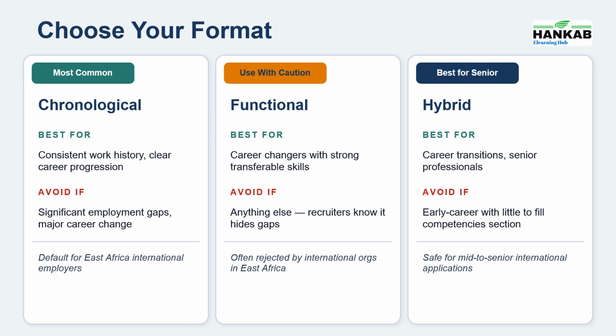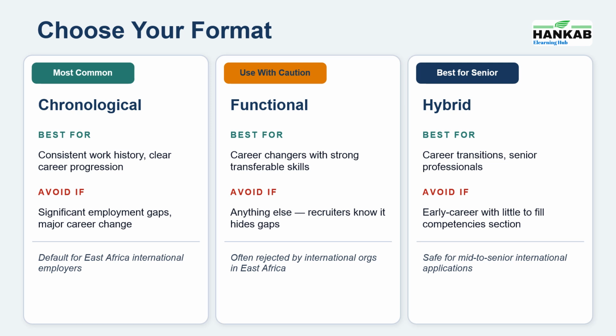document. Now read Section 3.2, Choosing Your Format, in your course notes for the full guidance on each format type. Then make your format decision, chronological, functional, or hybrid. Write your choice and your reason in your workbook. Now read Section 3.5, Building Your Master Document. This section contains the master document checklist.